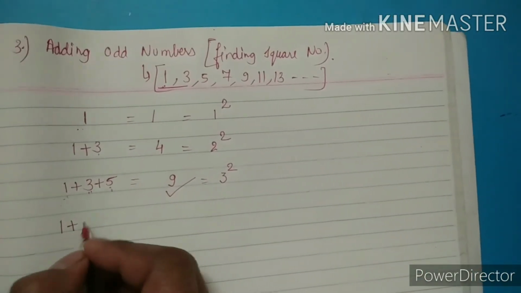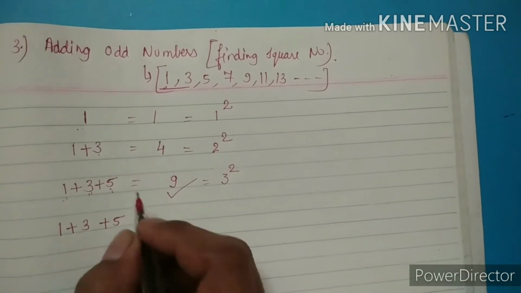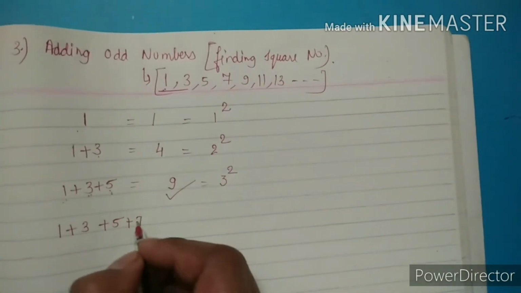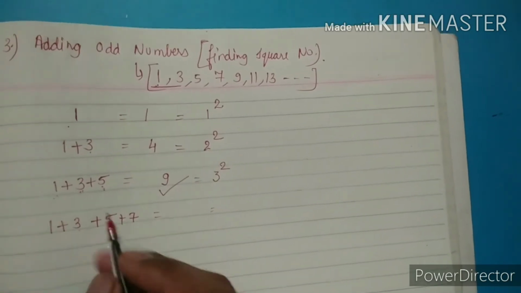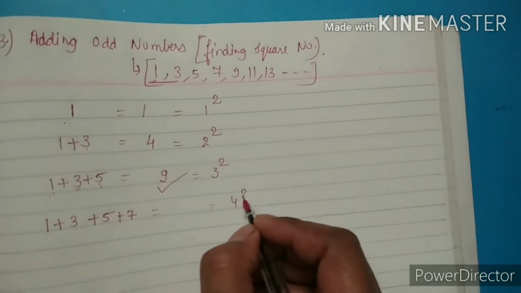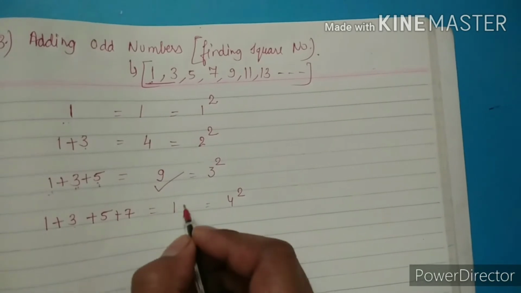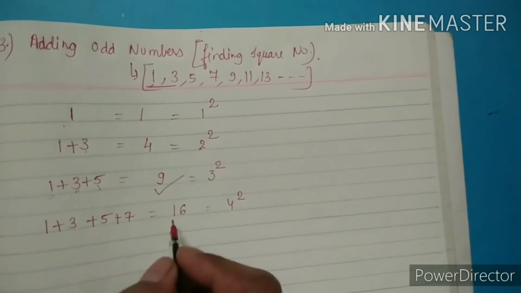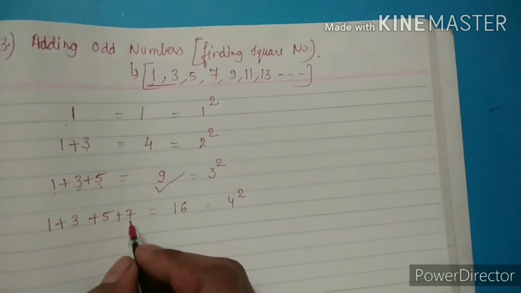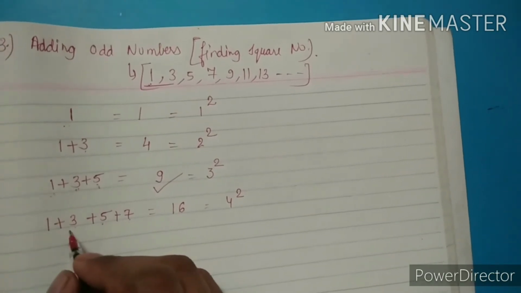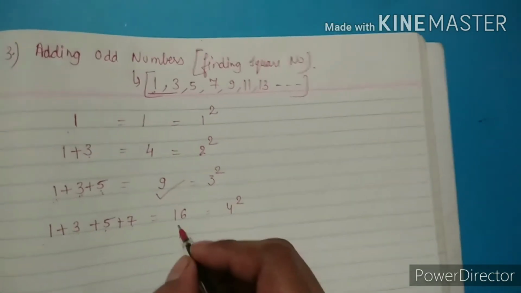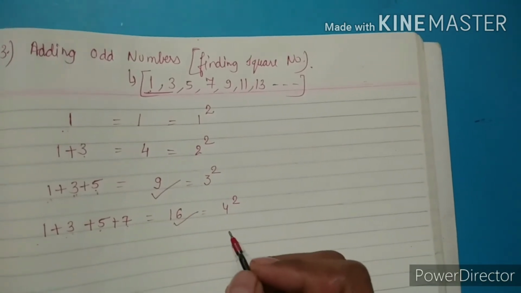Now 1 plus 3 plus 5 plus the next number, 7. We continue the same way. 1, 2, 3, 4. How many numbers are there? 4, and 4 square is 16. Let's see, is it 16 or not? 7 plus 5 is 12, 12 plus 3 is 15, plus 1 is 16. It is correct.